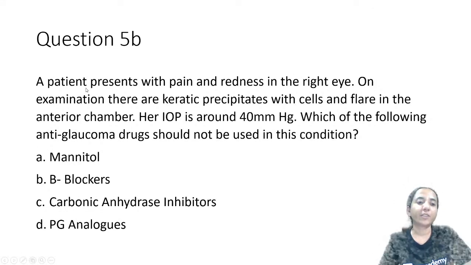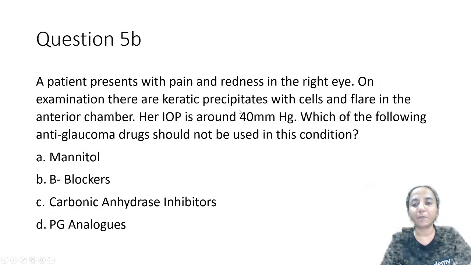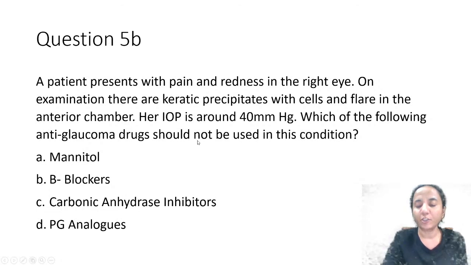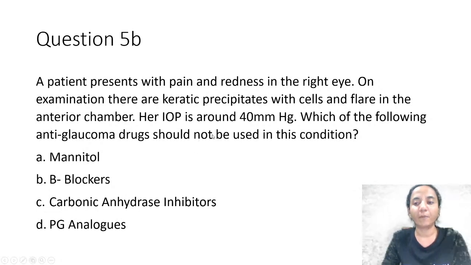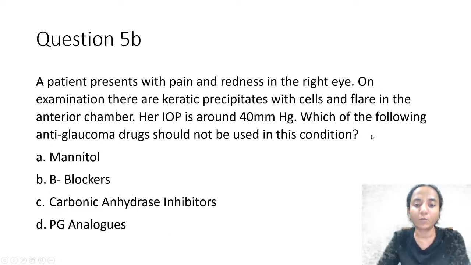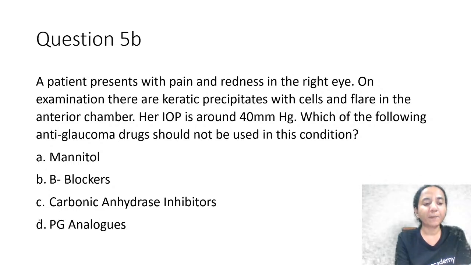This is a very good question. A patient presents with pain and redness in the right eye, and on examination there are keratic precipitates with cells and flare in the anterior chamber, and her pressure is around 40 millimeters of mercury. Now, which of the anti-glaucoma drugs should not be used in this condition? Mannitol, beta blockers, carbonic anhydrase inhibitors, PG analogs. Which of the following should not be used? Correct. The answer is PG analogs.